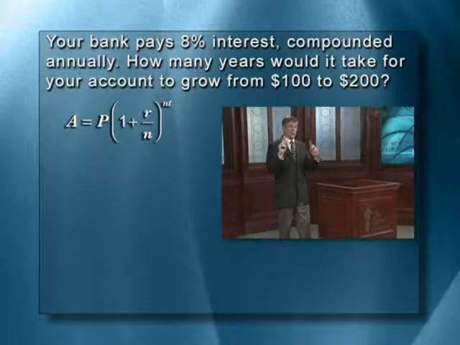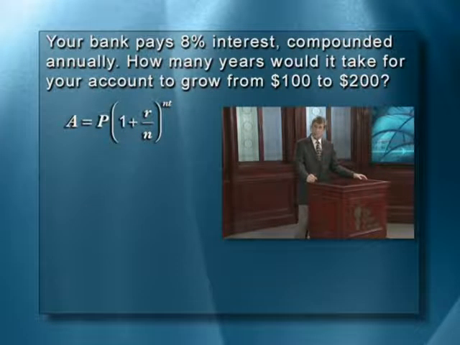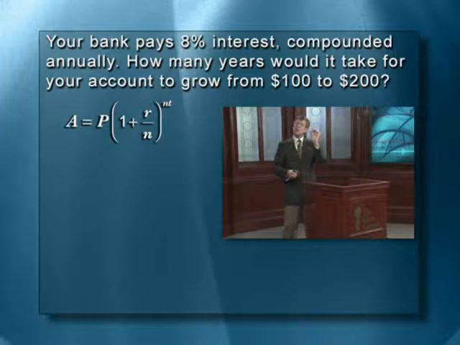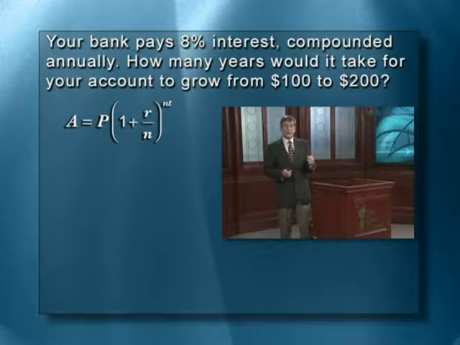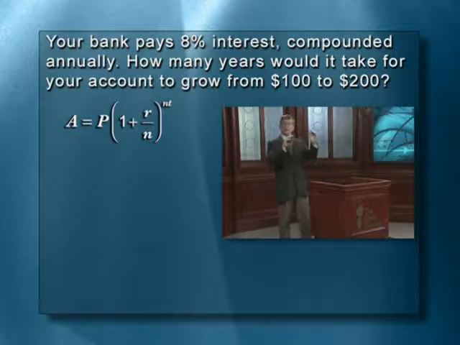Now, who are these characters? Well, R is the interest rate, and you express it in decimal form, so 8% means 0.08. N is the number of compoundings per year, and for this example, it's just 1, and T is time. Good. So here's our setup.